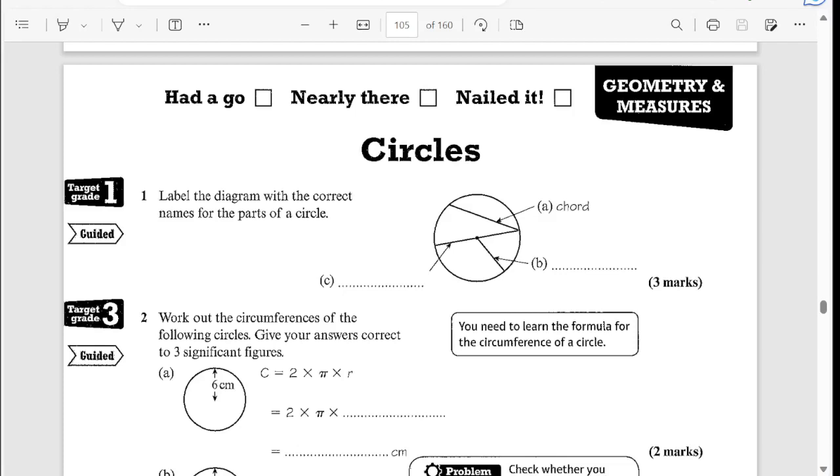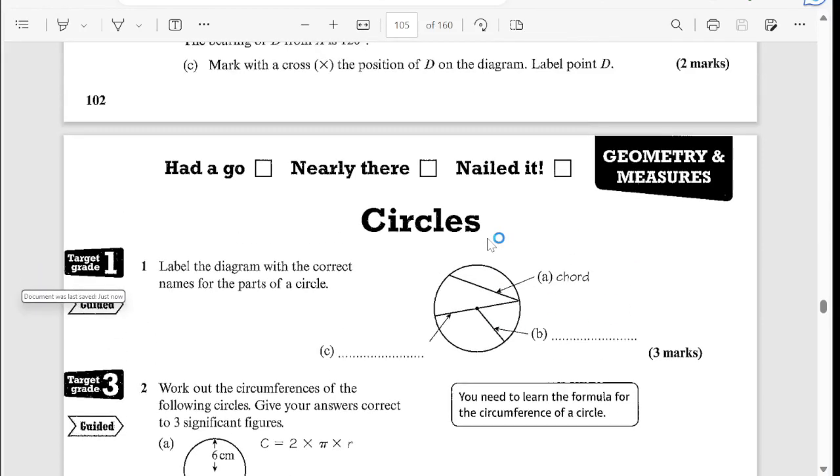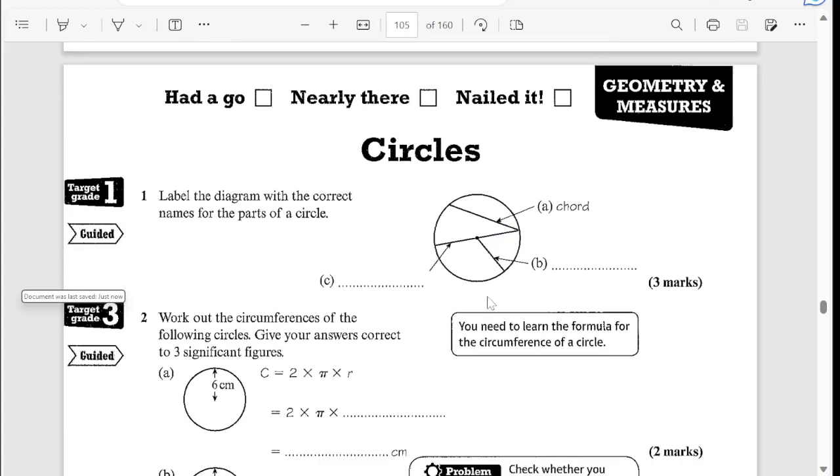Today I'm looking at the Foundation Tier Edexcel GCSE Revision Workbook, and this is topic 103, which is on circles. So we'll start it off. We've got a little bit of labelling. So label the diagram with the correct name for the parts of the circle.